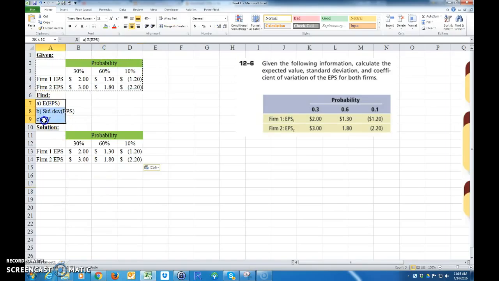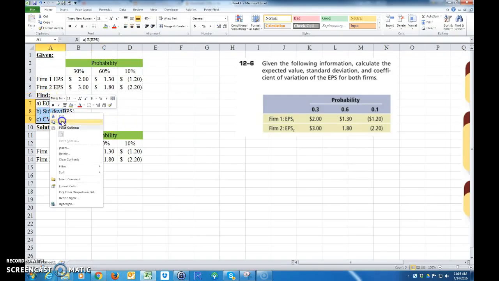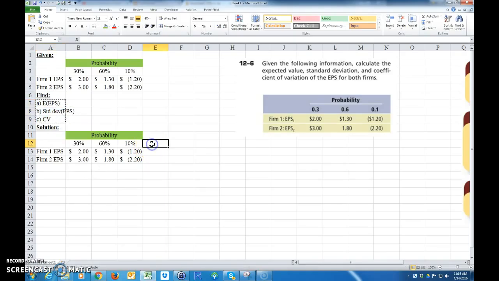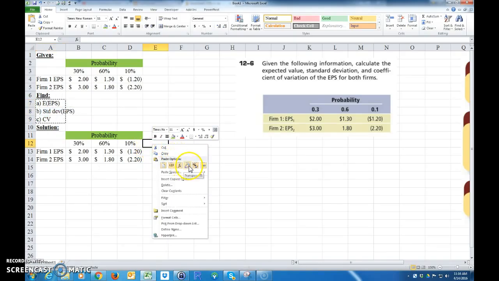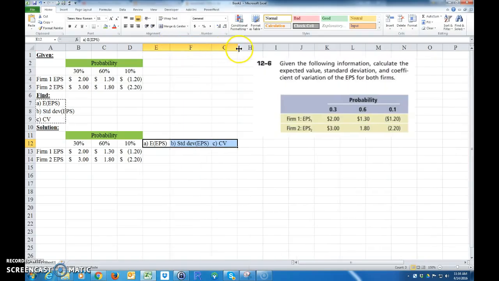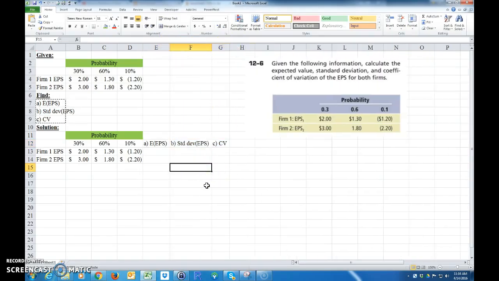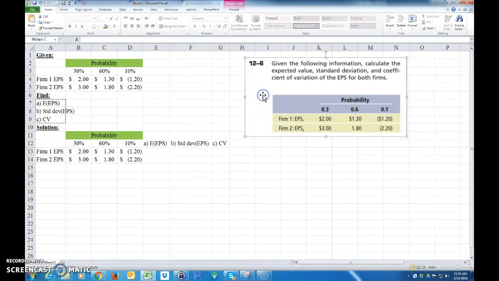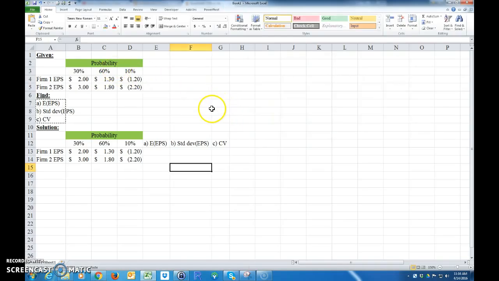And I'm going to take these three answers, since I'm going to calculate them in a table form. So I'm going to highlight these three and then right click and go copy. I'm going to go right here and right click. I'm going to paste transpose, so I can put my answers right here. Okay, and then we don't need this anymore. So we're done with this. We're going to get it duplicated.